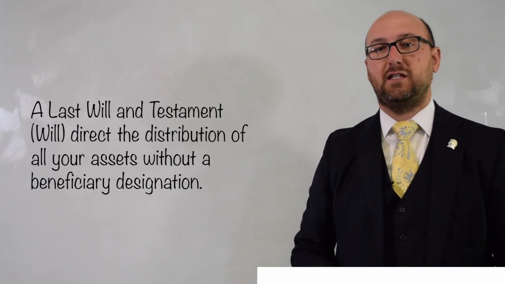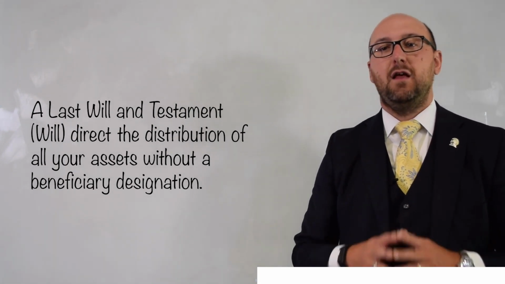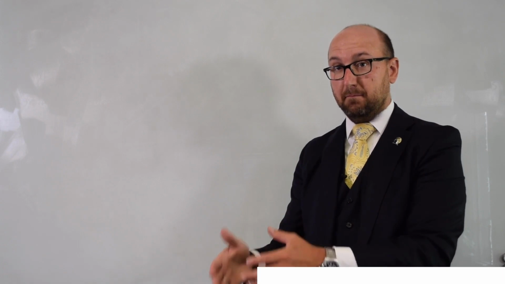A last will and testament, commonly referred to as a will, directs the distribution of all your assets that don't have a beneficiary designation. Any assets that have a beneficiary designation will pass outside of your will. Common examples are life insurance or retirement accounts. For example, let's say you name your brother as the beneficiary on your IRA, but you name your spouse as the beneficiary in your will. In that case, that IRA will go to your brother, and the rest of your assets without a beneficiary, like your house or checking account, generally will go to your spouse.